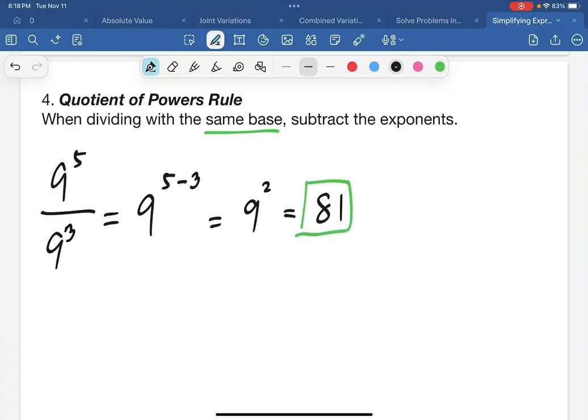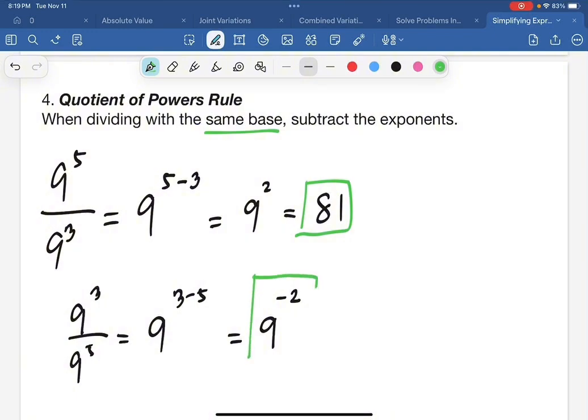Now, what if our exponent would lead to a negative? Let's just interchange the 5 and 3. Again, same base, so just copy. And obviously we have 3 minus 5, and then copy the base. And 3 minus 5 is negative 2. Again, our learning target for today is positive and zero exponents. So just like this kind of result, we'll get to know more about this next time. So just hold your horses for this type of result.